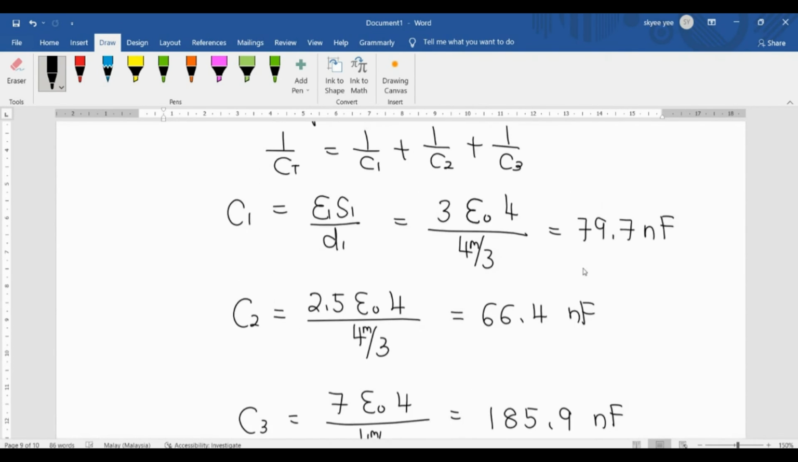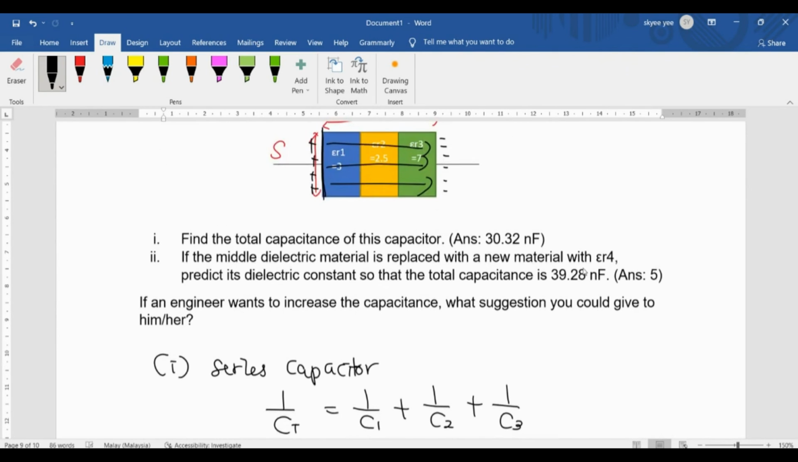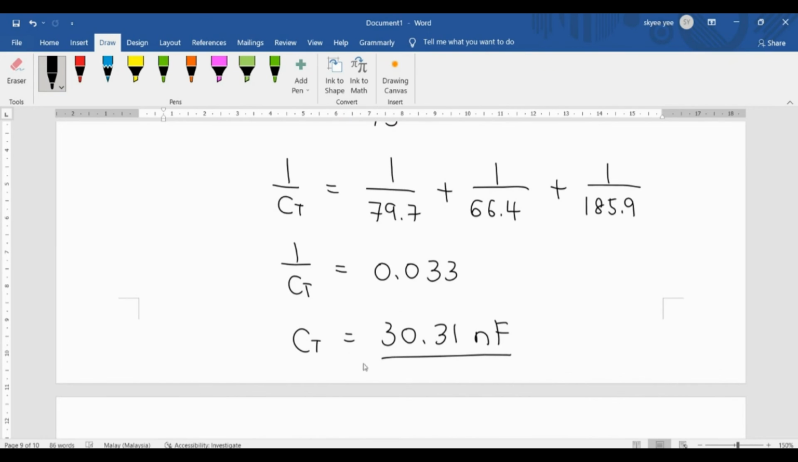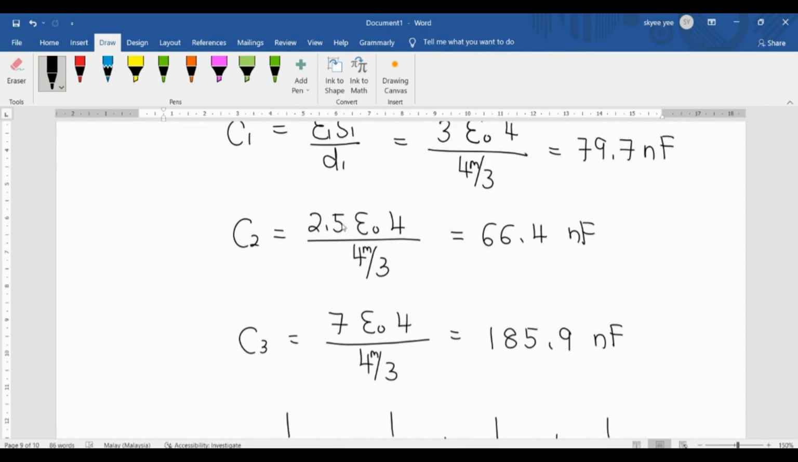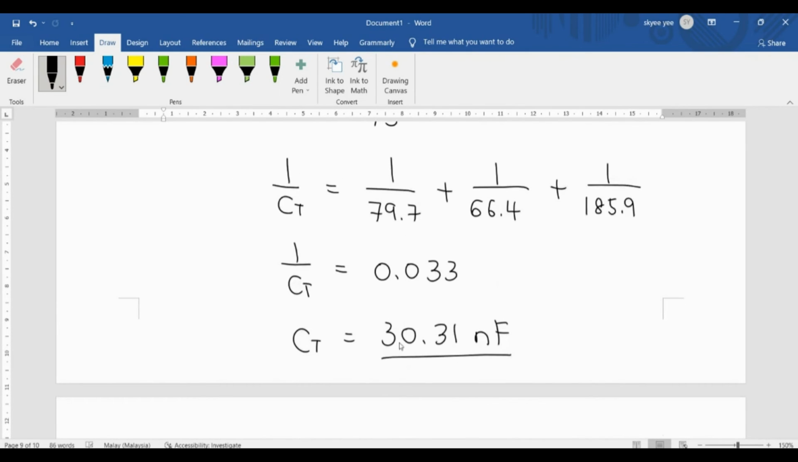Alright, we move to the second one. If the middle dielectric material is replaced with a new material, which has its own dielectric constant, we don't know the value. They ask us to calculate back what the dielectric constant is so that the total capacitance is 39.28. So now they are going to change this second material, the 2.5, so that they will get 39 point something nanofarad.